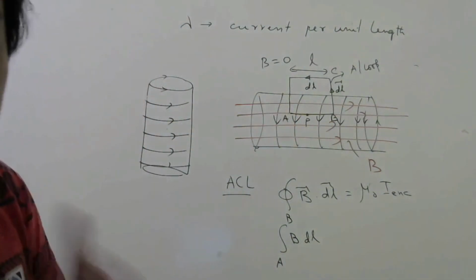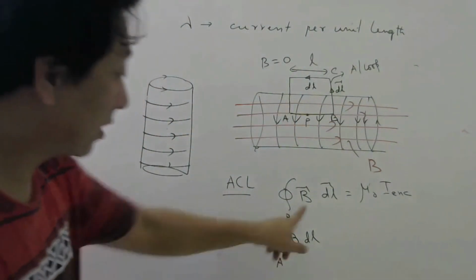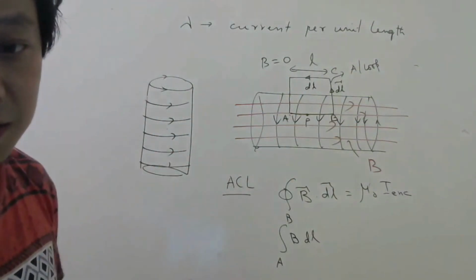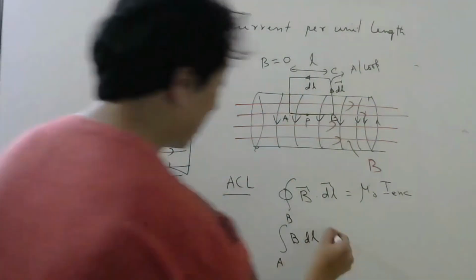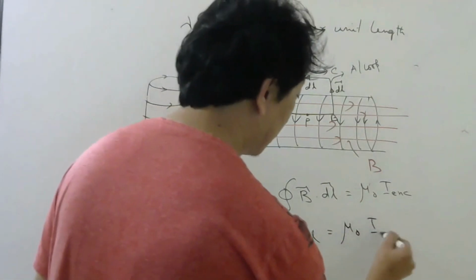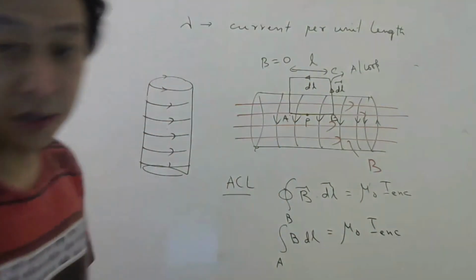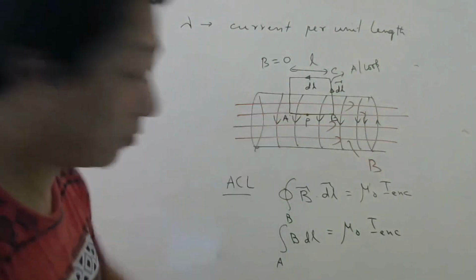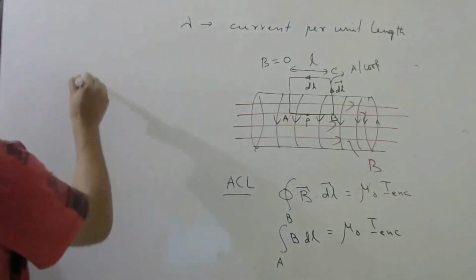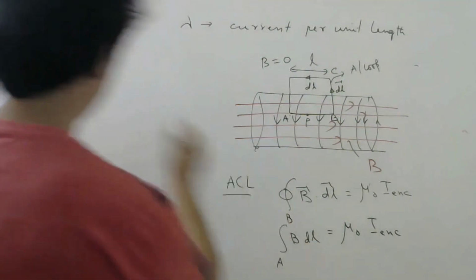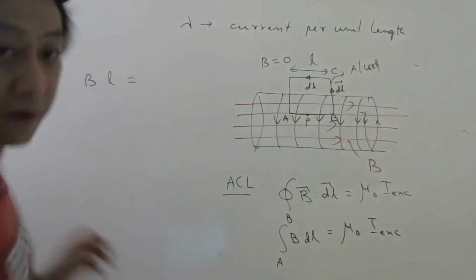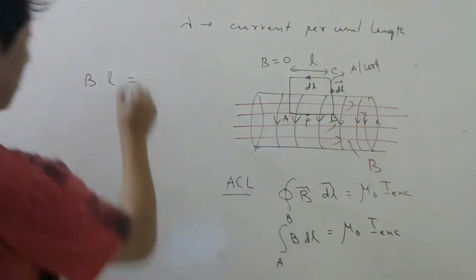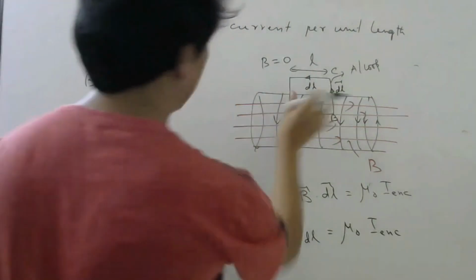So which part will contribute to the line integral? Only a to b. So this is the left side of Ampere's circuital law. The right side is mu naught times current enclosed. Now, since the magnetic field inside is constant, it is uniform, you can take B outside. And the integration of dl will be L, from A to B. This length I have assumed L, right? That will be equal to mu naught times current enclosed.